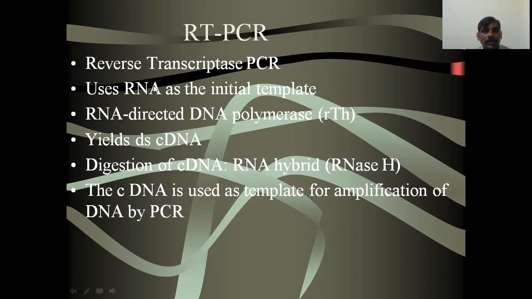So in this type of PCR, we use RNA as the initial template. Normally we take DNA, but here RNA is the template. From this RNA molecule, we synthesize a DNA molecule with the help of RNA-directed DNA polymerase, or RNA-dependent DNA polymerase enzyme. That is called reverse transcription. Reverse transcription means that from the RNA molecule we synthesize DNA. Normally, a DNA molecule synthesizes RNA, which is known as transcription. But in this case, from the sample we collect RNA in a low quantity, and with its help we synthesize DNA with RNA-directed DNA polymerase, which yields double-stranded cDNA. cDNA means complementary DNA.